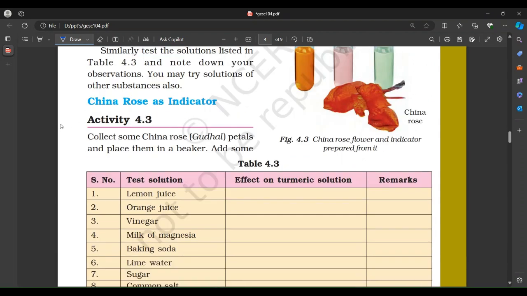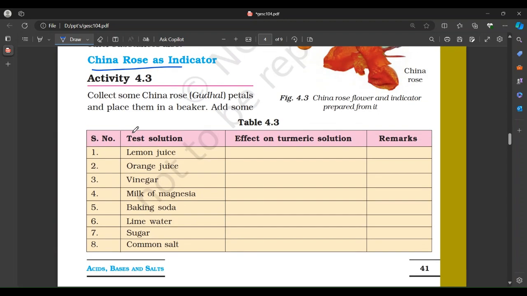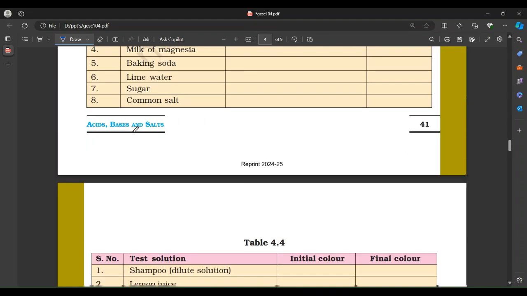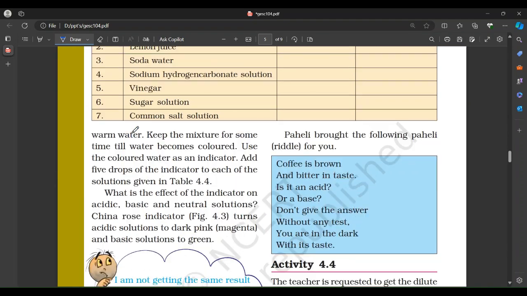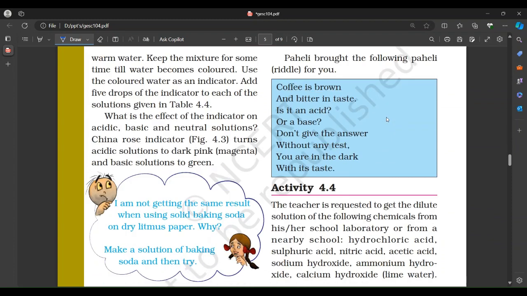Now one more is there, China rose as an indicator. For this activity, collect some China rose petals and place them in a beaker, and then add some warm water. Keep the mixture for some time till the water becomes colored. Use this colored water as an indicator. Add 5 drops of indicator to each of the solutions given in table number 4.4 here. Note the initial color and then the final color. So you have to do this.